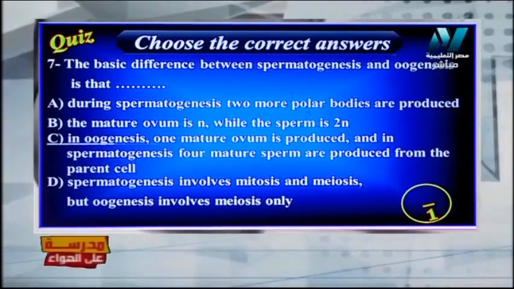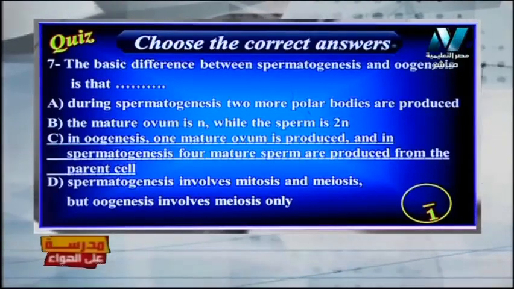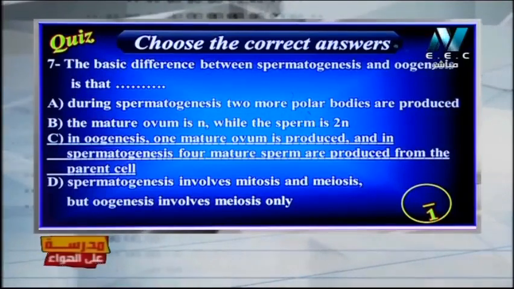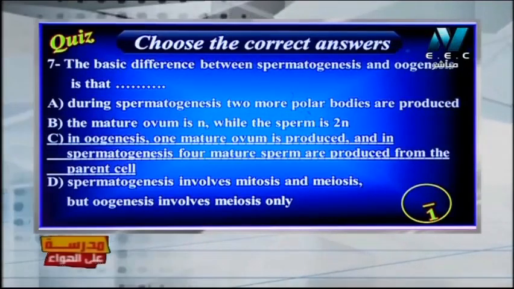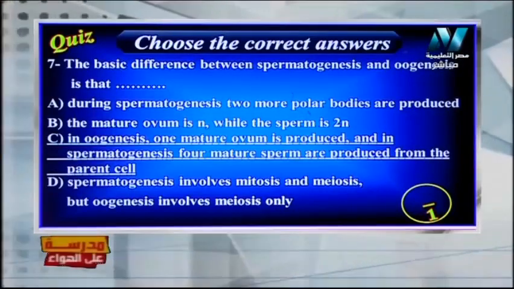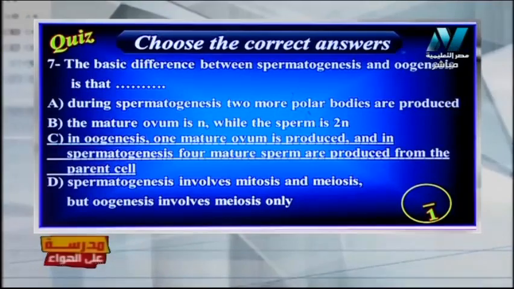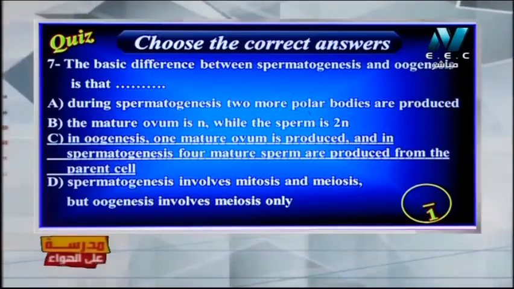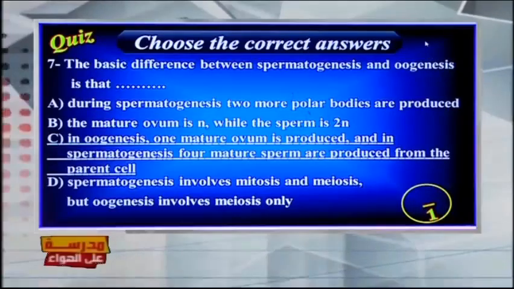شوف الإجابة مع بعضنا. In oogenesis one mature ovum is produced and in spermatogenesis four mature sperms are produced from the parent cell. طبعا عشان عارف لما بنعمل فيميل جاميت بيبقى فيه 1 فيميل جاميت and 3 polar bodies، لكن عند الفيميل جاميتس بتبقى 4 جاميتس produced from the primary germ cell.